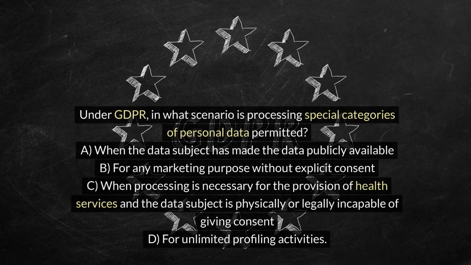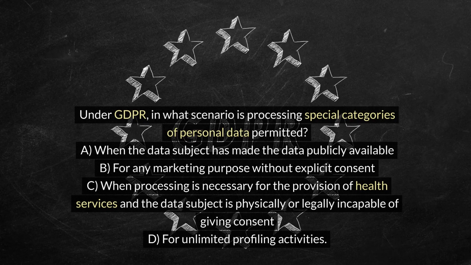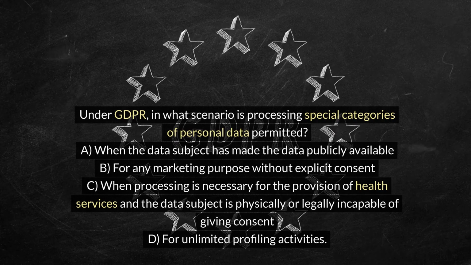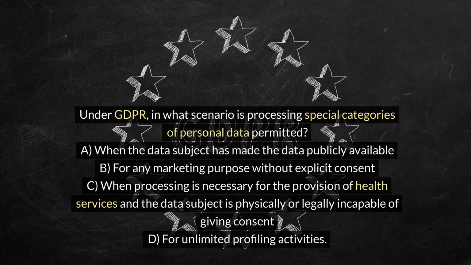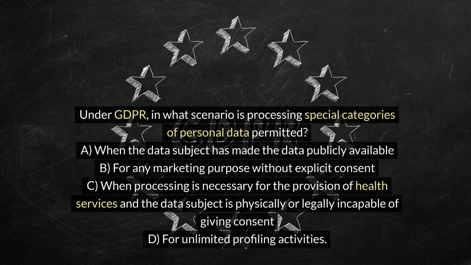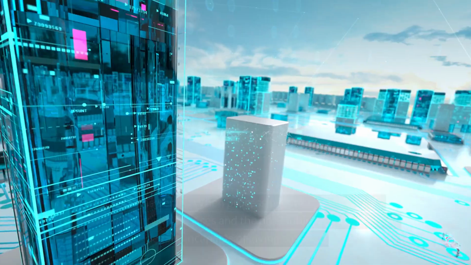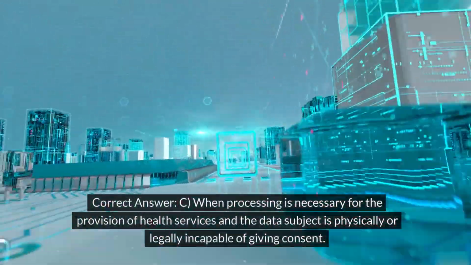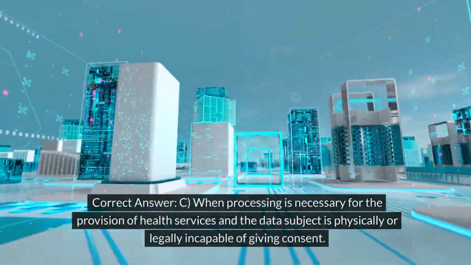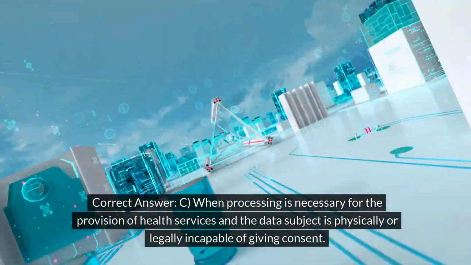Under GDPR, in what scenario is processing special categories of personal data permitted? A. When the data subject has made the data publicly available. B. For any marketing purpose without explicit consent. C. When processing is necessary for the provision of health services and the data subject is physically or legally incapable of giving consent. D. For unlimited profiling activities. Correct answer. C. When processing is necessary for the provision of health services and the data subject is physically or legally incapable of giving consent.